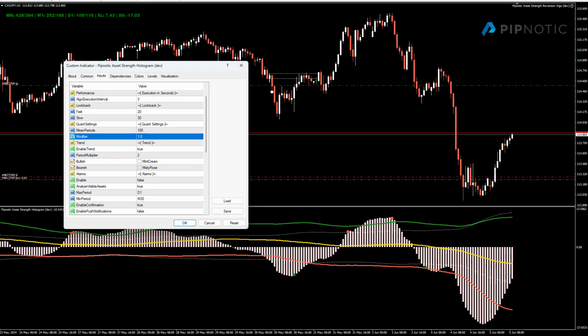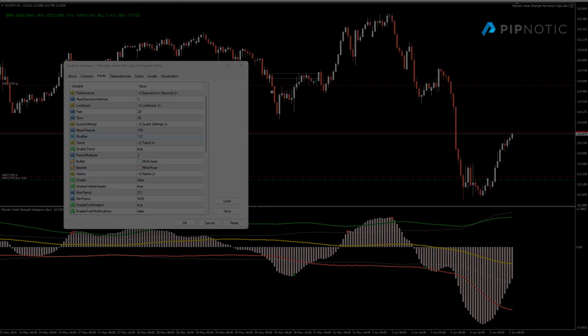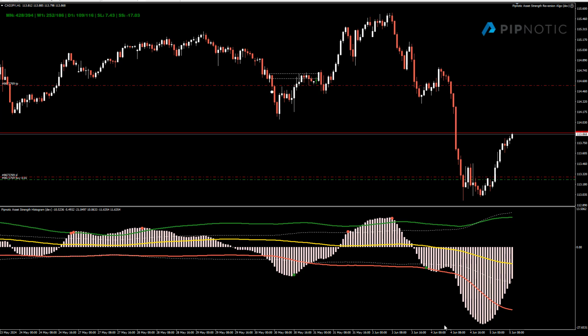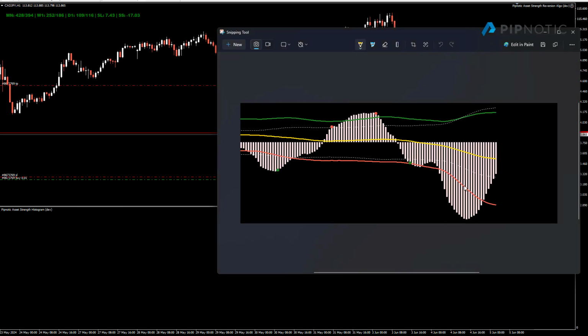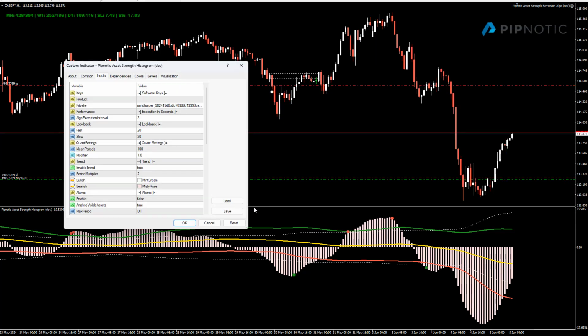Before we do that, I'm just going to take a screenshot so that we can compare the two. Here's my screenshot tool. It's going to compare from here to here. And we're going to say go, and then we'll be able to compare the two. Okay, so you can see here, this is 1.0, that is what we can see here. Prices go pretty far above before they turn around.